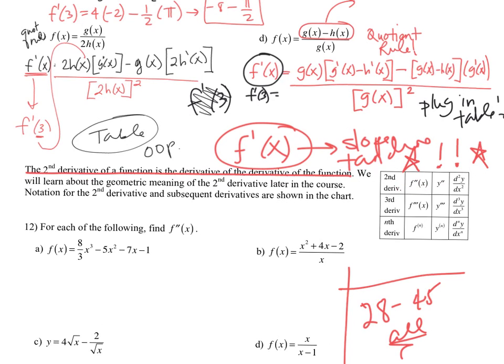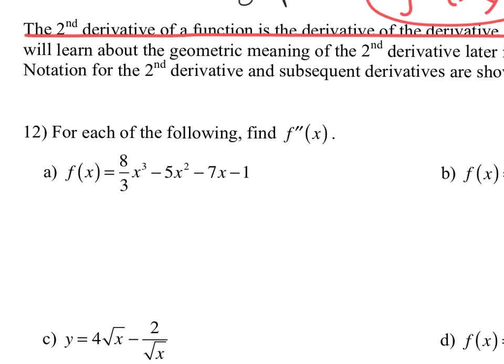What does the second derivative mean? What does the third derivative mean? We'll learn about that later. Actually, we only talk about the second derivative in this class, but for now, you may be asked to find the second derivative or third derivative and so on. So you're just basically taking derivatives of the derivative. And the notation is hash marks. The number of hash marks tells you what derivative you're on.